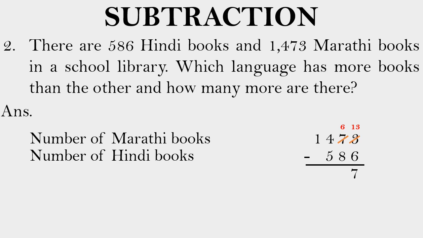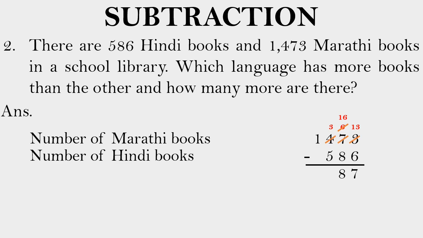I cannot take away 8 from 6, so I'll borrow from the hundreds place. Now 4 will become 3, and 6 will become, since I'm borrowing 1, I told you we always carry over, we always bring forward 10 to the present column. So it will be 6 plus 10, that is 16. Now you count from 8 to 16, the answer is 8.